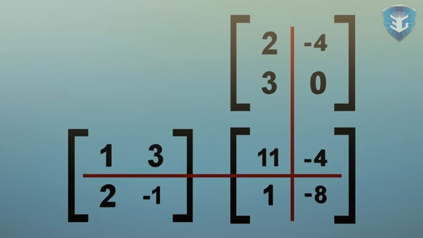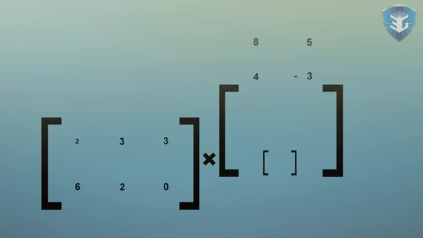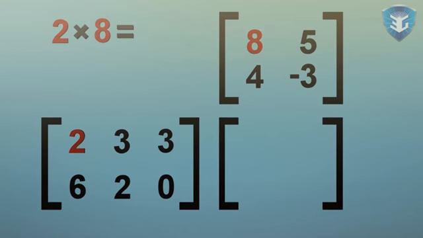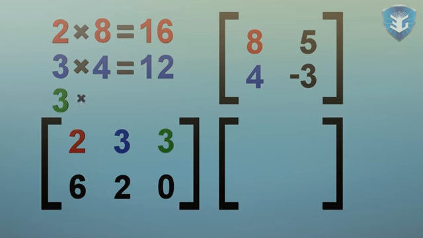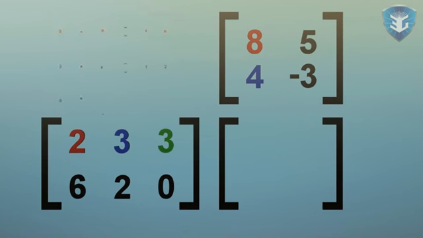There's one catch, though. Just like with addition, your matrices have to be the right size. Look at these two matrices. 2 times 8 is 16. 3 times 4 is 12. 3 times... Wait a minute. There are no more rows in the second matrix. We ran out of room. So, these matrices can't be multiplied. The number of columns in the first matrix has to be the same as the number of rows in the second matrix. As long as you're careful to match up your dimensions right, though, it's pretty easy.